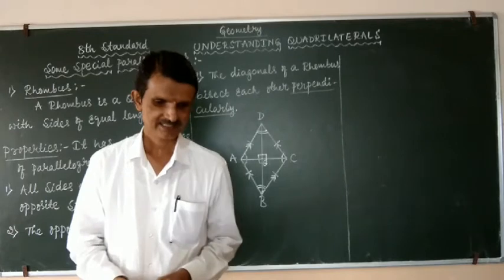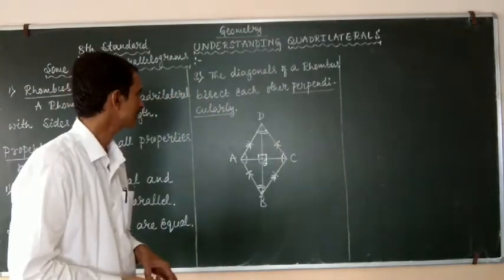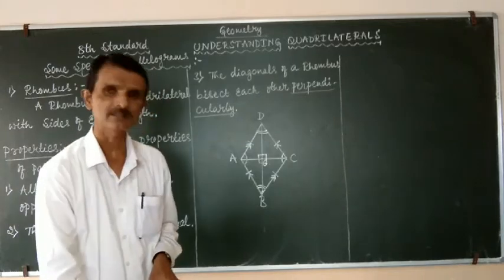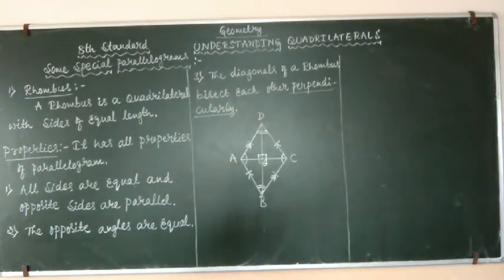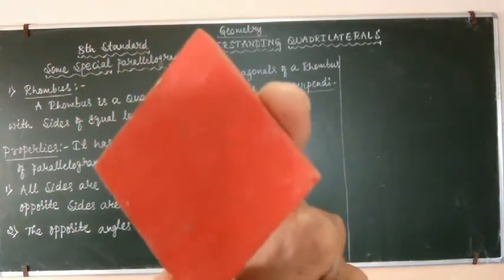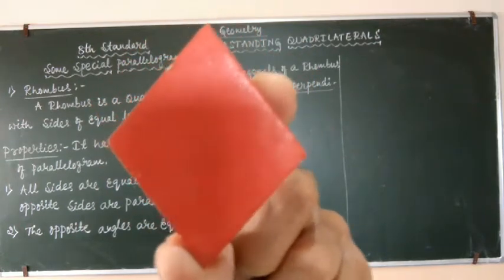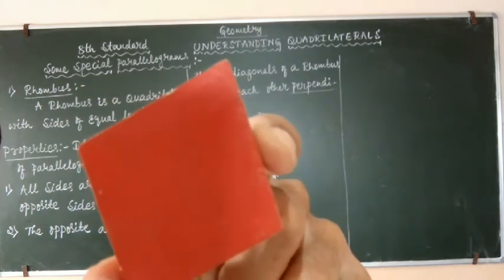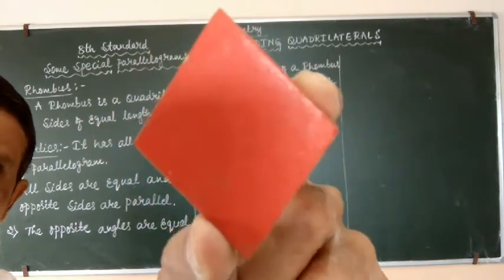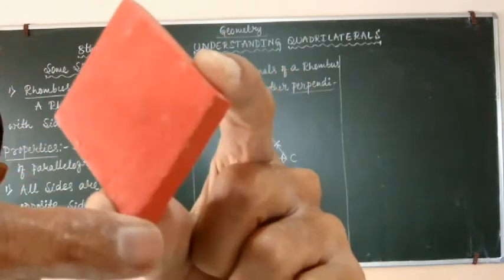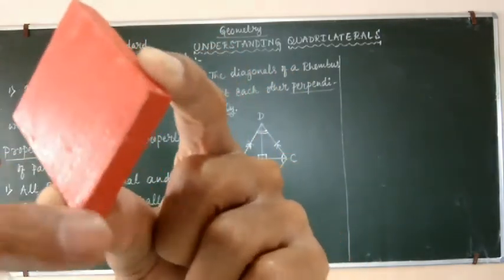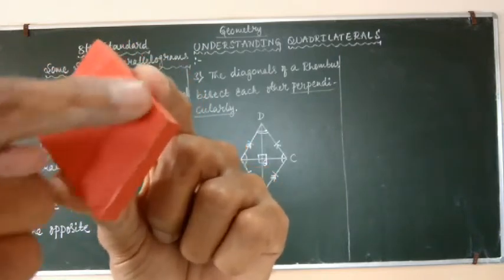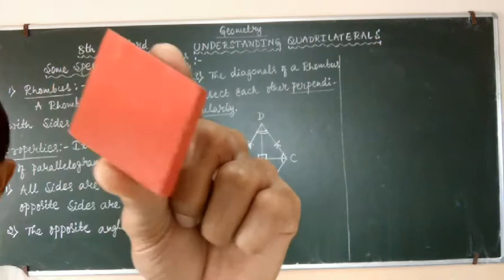Students, you have already seen in the previous models which I have shown you, this type of rhombus once again. Observe here, this is the shape of the rhombus. It is also a parallelogram. All the four sides are equal, and the opposite sides are parallel.